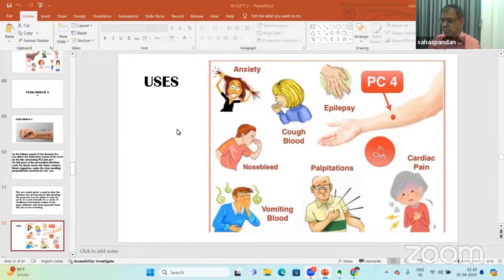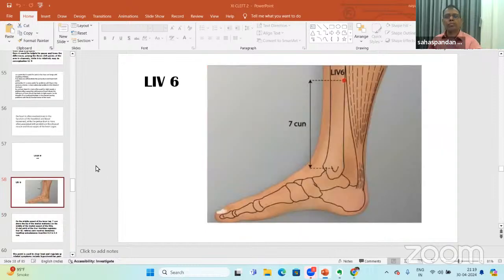Okay, this was about pericardium 4. So let us discuss liver 6. Liver 6. How can you locate liver 6?